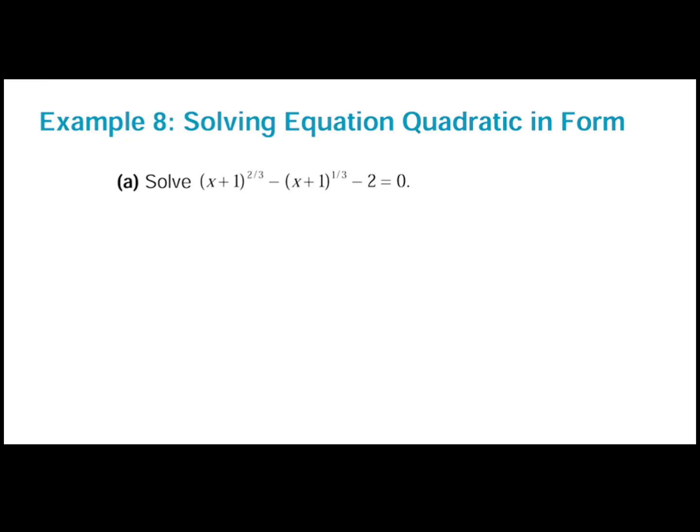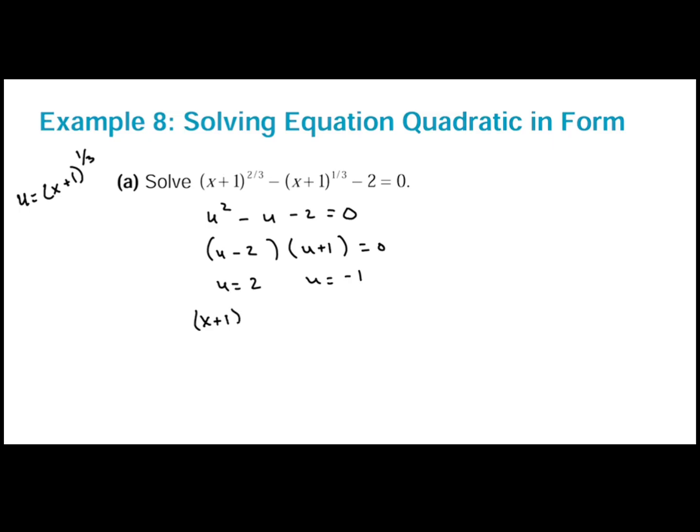We can say that u, in this case, is equal to (x plus 1) raised to the 1/3. Therefore, it'll be u squared minus u minus 2 is equal to 0. When we do this, we can factor it easily. It'll be (u minus 2)(u plus 1). So we got u is equal to positive 2, and u is equal to negative 1. But now we basically have to sub it back in. So we got (x plus 1) raised to the 1/3 is equal to 2, and then (x plus 1) raised to the 1/3 is equal to negative 1.